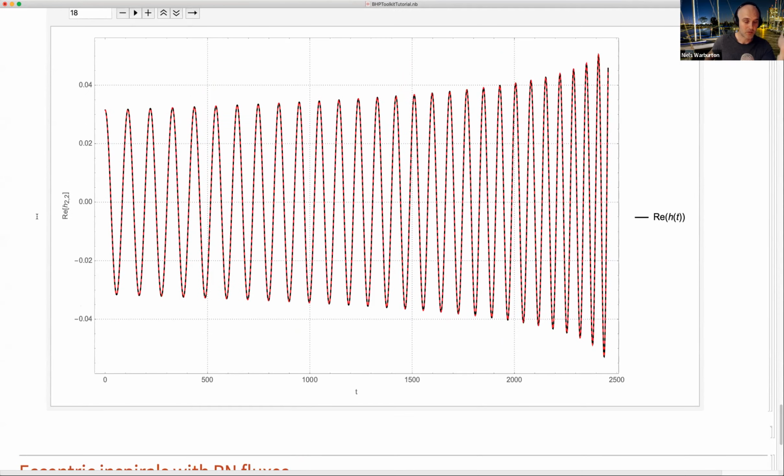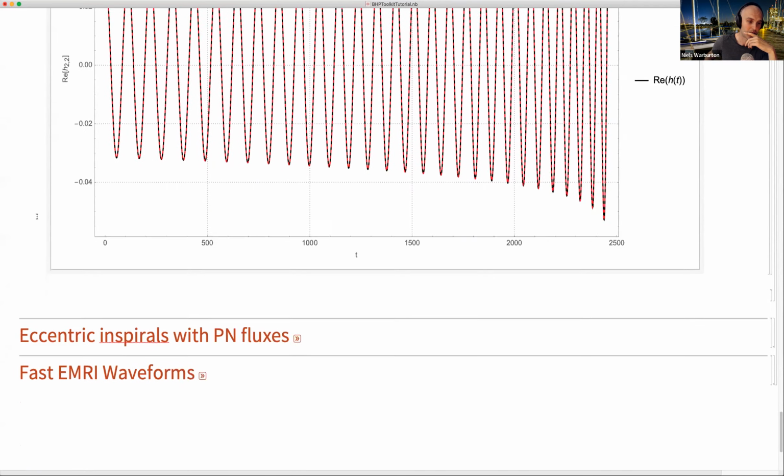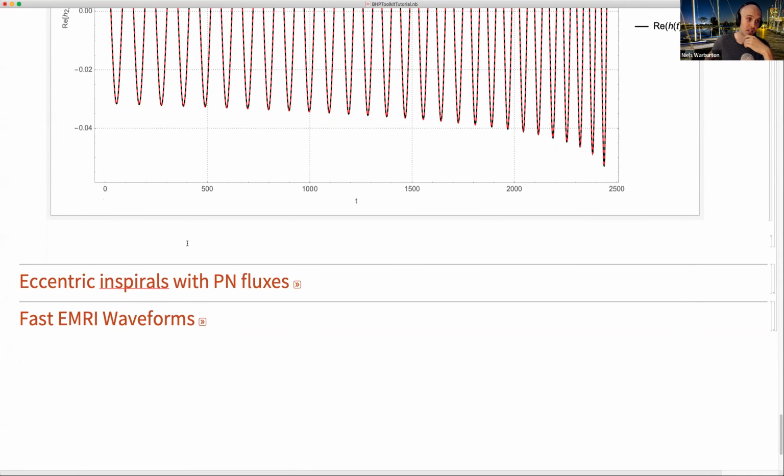Okay, so everything we've done so far has been quasi-circular. Let's take a little look at how you would do things for eccentric orbits. Now, as I said, at the moment, the Black Hole Perturbation Toolkit doesn't actually contain any code for computing, say, the Teukolsky fluxes for eccentric orbits.